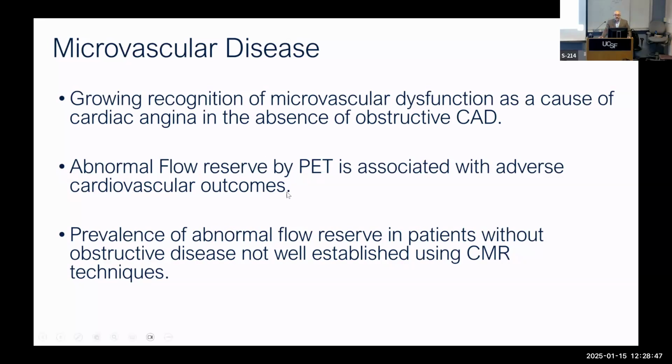There's a large literature in the PET literature, but now also in the MR literature, showing that abnormal flow reserve is associated with adverse outcomes. And really, these patients can have significant comorbidities and limitations to their life. And a lot of times they'll go to the cath lab. Somebody will do an angiogram and say, you're all good. And then they still have pain. So I think this is an important growing area, particularly among certain populations.